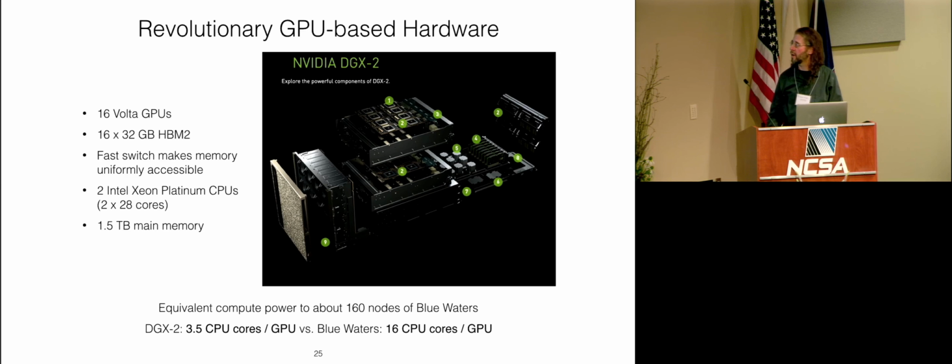On top of this now, NVIDIA just released the DGX2, which is even more extreme. This works out to be maybe 3.5 CPU cores per GPU in a highly optimized platform that has 16 Volta GPUs and high performance switching that essentially makes all of the memory on the GPUs effectively uniformly accessible.